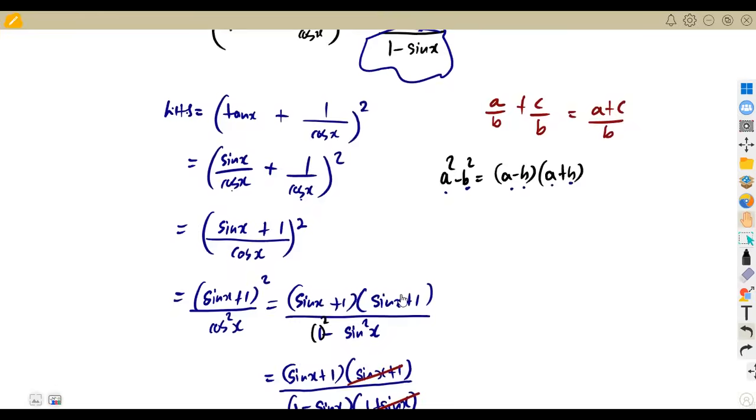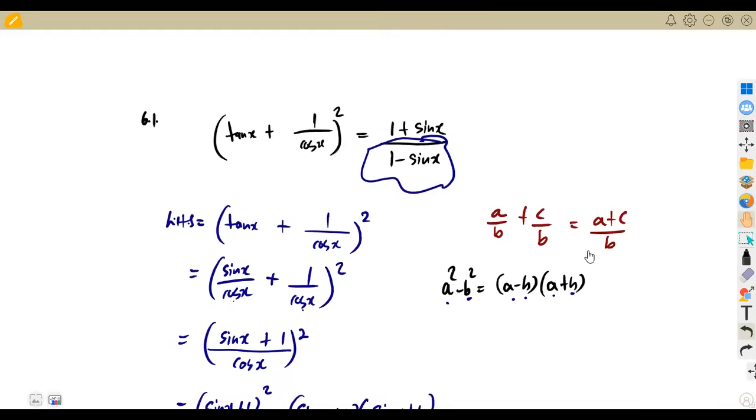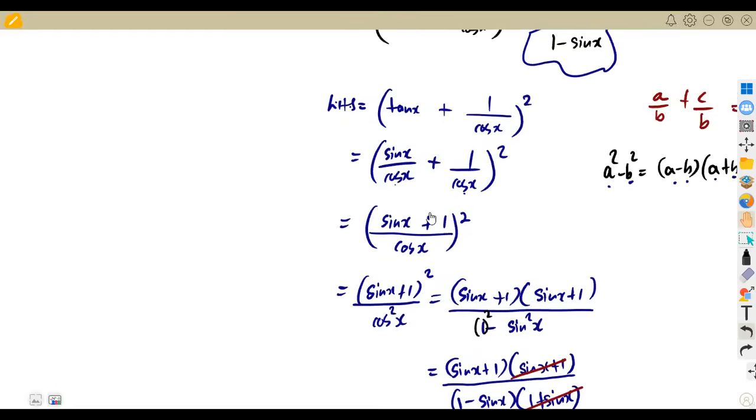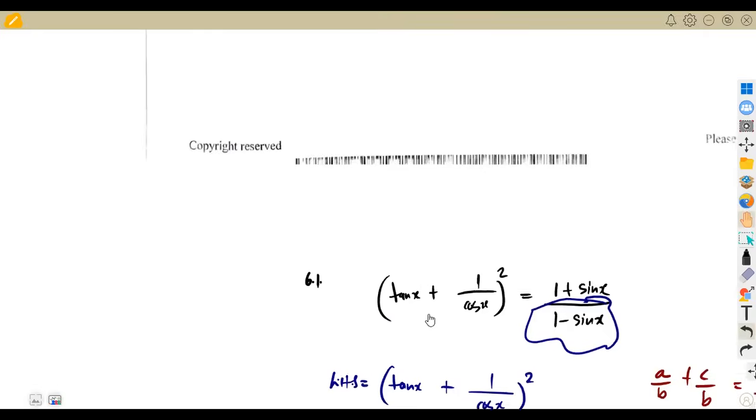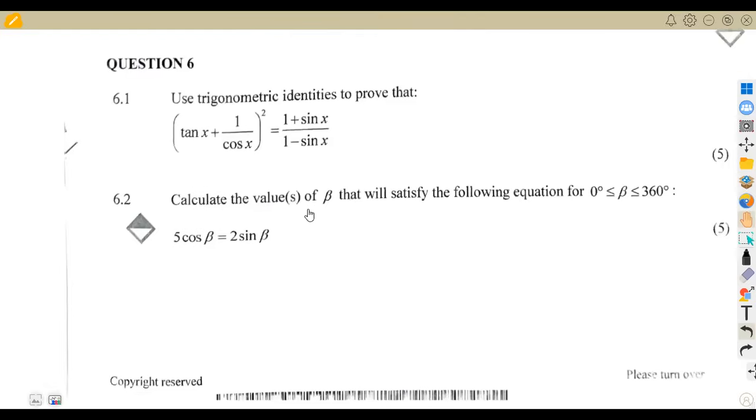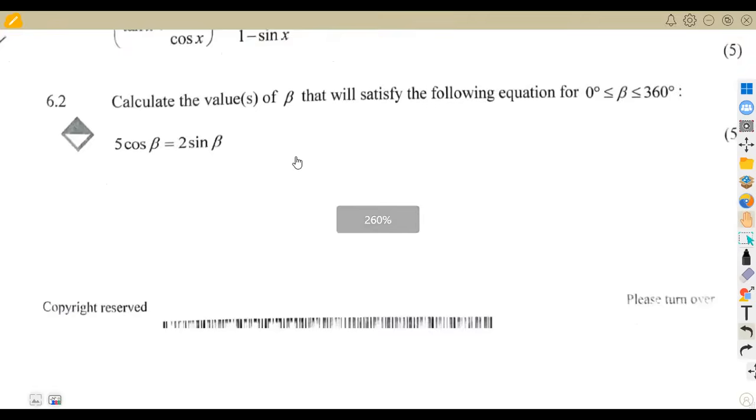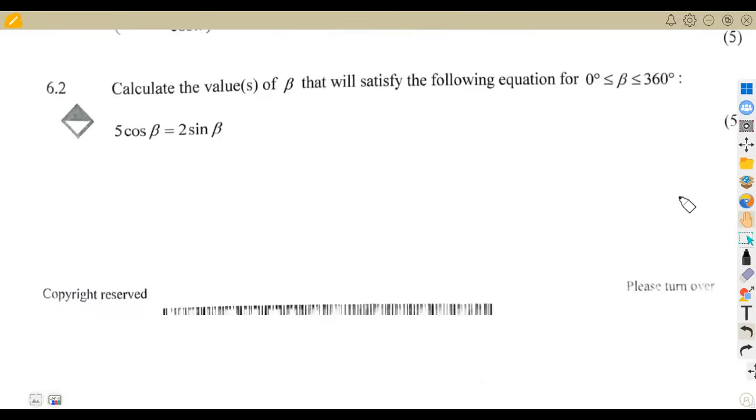All right, so let's see another question. I think we were writing down, so it's on top. That's question number 6.2. Calculate the values of beta that will satisfy the following equation, from beta being 0 to 360. All right, that's okay. We talked about this one. Okay, this one I think is just direct.